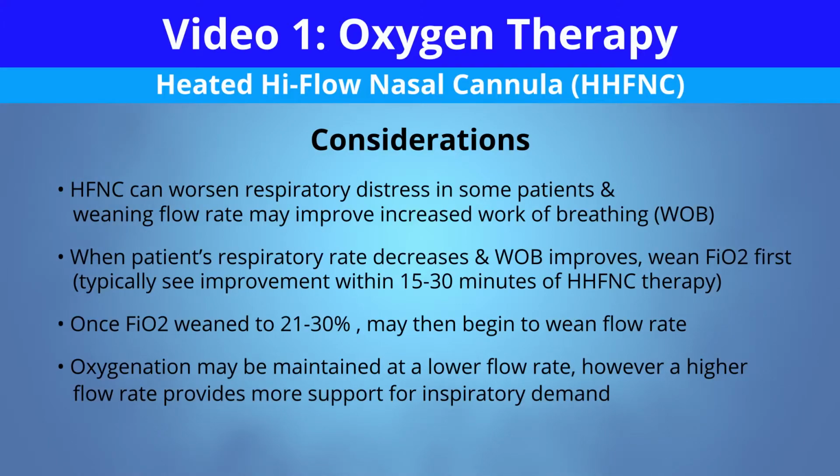Once you get down to 30%, between 21 and 30% oxygen, then start considering weaning your flow. In your pediatric patients, you can wean your flow by 1 to 2 liters. In your neonatal patients, we recommend going by half a liter to a liter and doing that every 12 to 24 hours in the neonatal population. Within the pediatric population, we recommend weaning that every 4 to 6 hours, okay? The biggest thing is you want to meet your patient's inspiratory demand and maintain their oxygen levels at a level that's appropriate for your child.